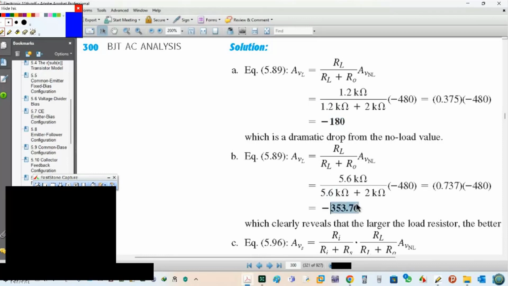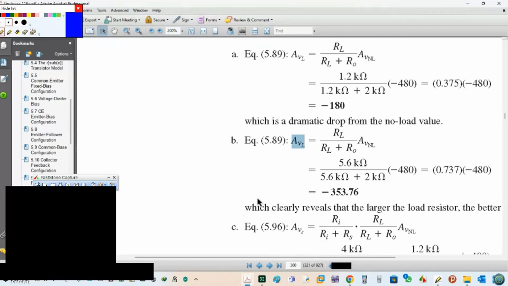What about the AV load? It increased. 100, now we have 300. Same value, RL 1.2 here, and here we have 5.6. So if I increase the load, that means AV absolutely will increase. Will it stay the same parameters for others? So if I increase the load, because I have RL over RL plus RO, RL here will increase, that means AV load will increase. Now we asked to calculate AVS.